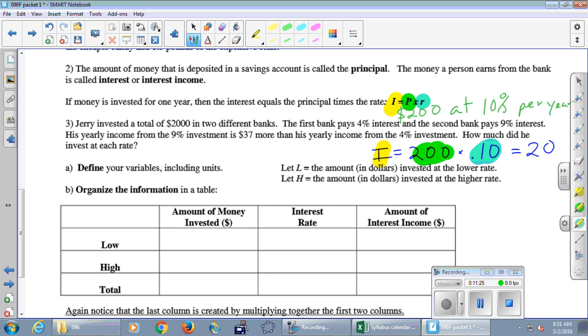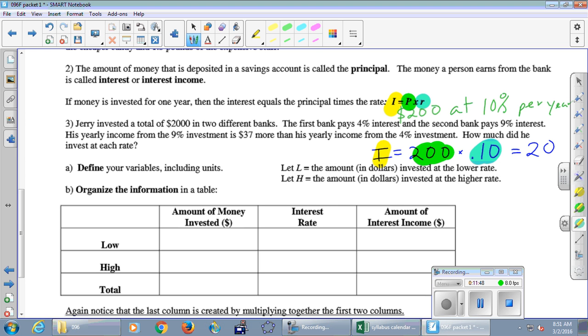Okay, so here's our problem, number 3. Jerry invested a total of $2,000 in 2 different banks. The first bank pays 4% interest and the second bank pays 9% interest. His yearly income from the 9% investment is $37 more than his yearly income from the 4% investment. How much did he invest at each rate?